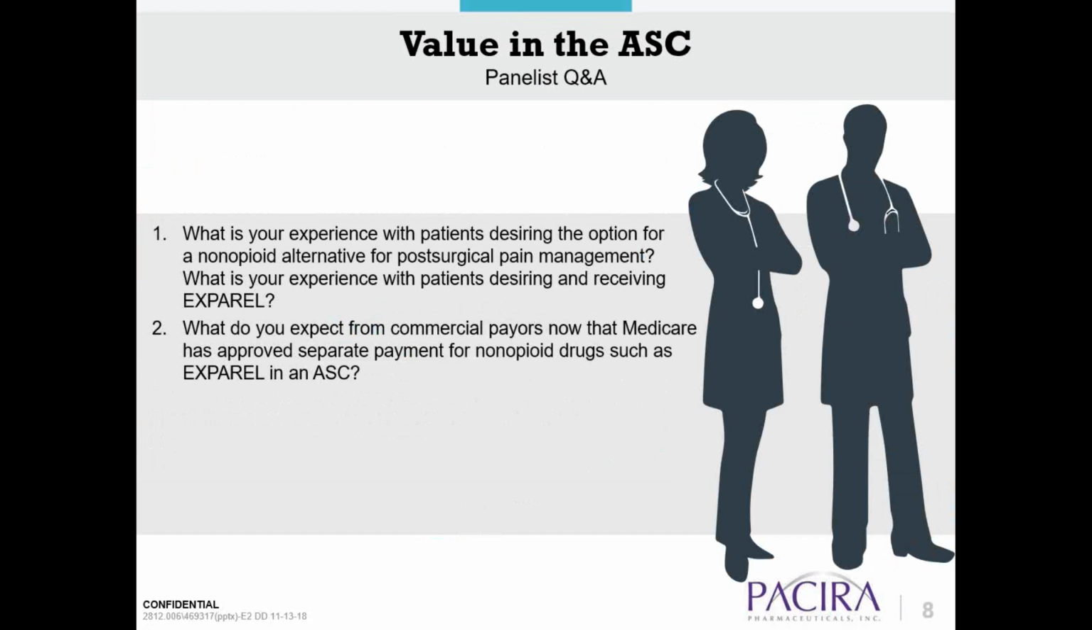So to summarize, value in ASC, very positive feedback from patients who are looking for a non-opioid alternative, and more are. And then in terms of commercial reimbursement, it's a work in progress. Often when Medicare starts to reimburse things, that's a good indicator, but still not there with some commercial payers. But at least as for Medicare, payment will be available in the ASC setting as of January 1st, 2019.